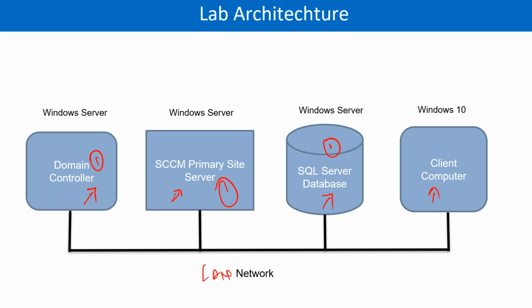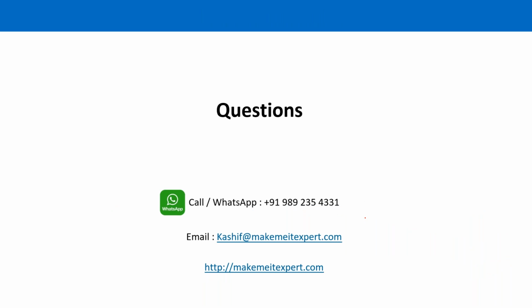And later, after 15-20 days of the training, we will create one secondary site on the network. The secondary site will report back to the primary site, which will also have a database here. That database will get replicated here. Okay, so that is the lab architecture.